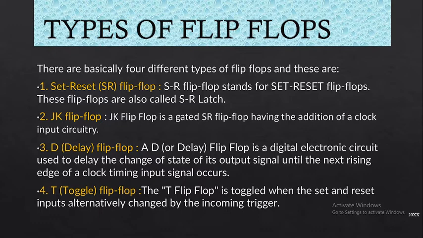The third is D flip-flop. D in the D flip-flop stands for delay, and it is a digital electronic circuit used to delay the change of state of its own output signal until the next rising edge of a clock timing input signal occurs. The fourth type of flip-flop is the T flip-flop or the toggle flip-flop. The T flip-flop is toggled when the set and reset inputs are alternatively changed by the incoming trigger. This was a basic introduction about all the types of flip-flops that we have, but we basically need to read about set reset flip-flop or the SR flip-flop in today's lecture.